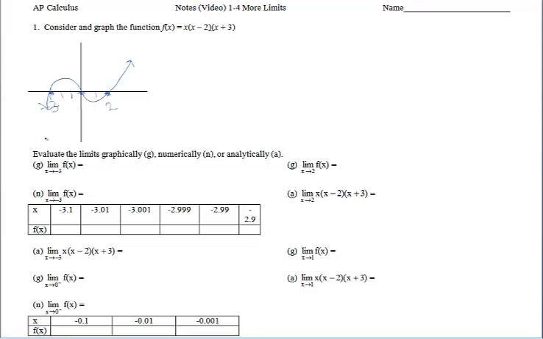Alright, so let's use this graph to answer some more additional limit questions. Okay, so looking down here, evaluate the limits graphically, G, numerically, N, or analytically, A. Alright, so for G, we're going to use the graph to help us answer this limit question. As x approaches -3, now remember, without the superscript, we have to consider approaching -3 from both the left and the right. So when you look up here, remember, this is a well-behaved polynomial function. So the limit is going to exist at any x value.